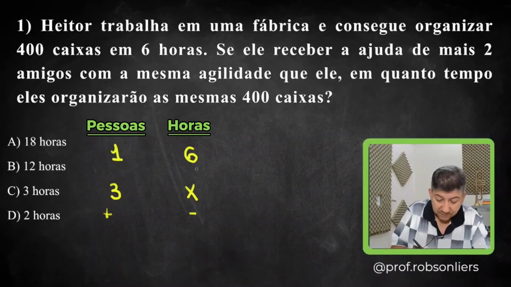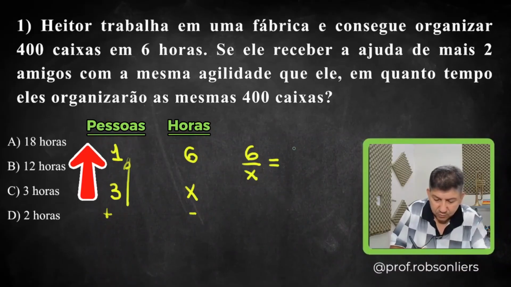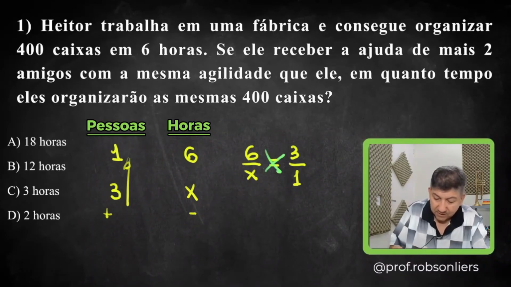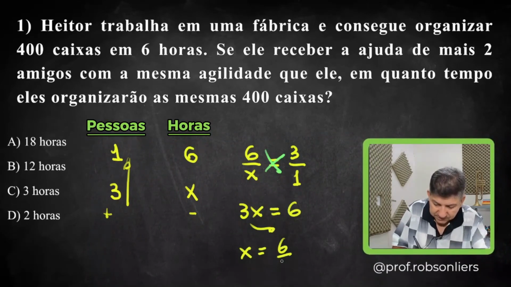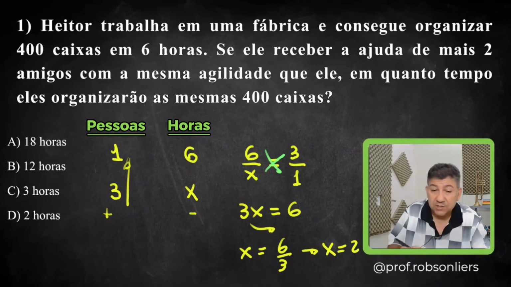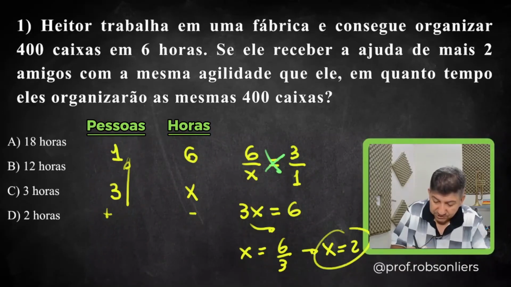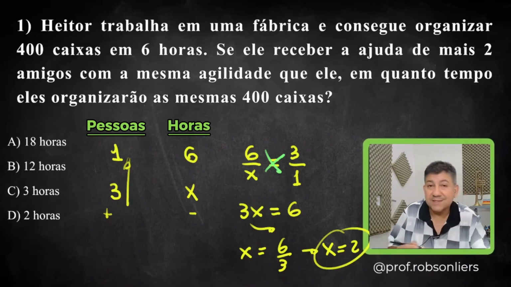What are we going to do? Let's repeat it here. 6 over x equals. Since they are inversely proportional, we are going to invert this quantity here. The 3 goes on top and the 1 goes on the bottom. Now it gets easy. By cross multiplying, 3 times x is equal to 6 times 1, 6. So x will be equal to 6 divided by 3. We conclude here that x is equal to 2. Exactly what we were looking for. We represented that remaining time as x, so x is equal to 2 hours. We conclude that the 3 of them together will organize the 400 boxes in 2 hours.